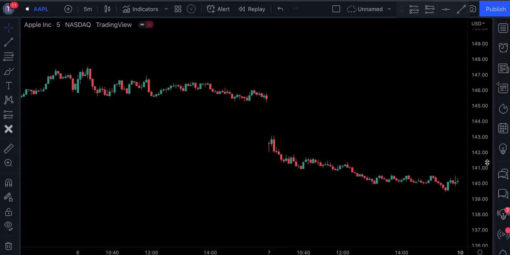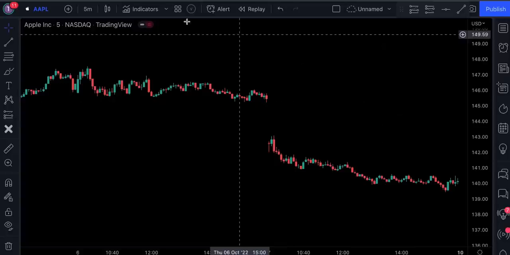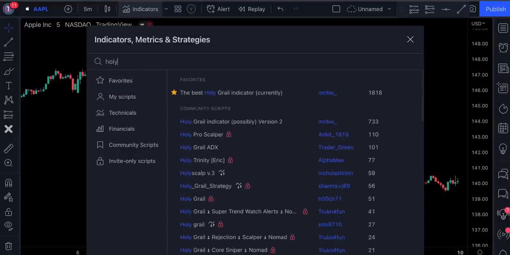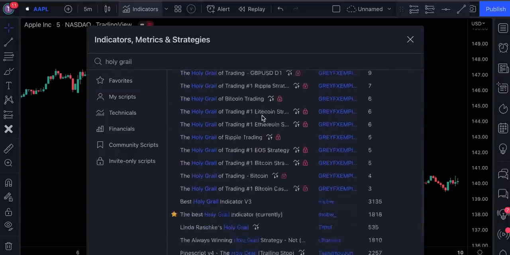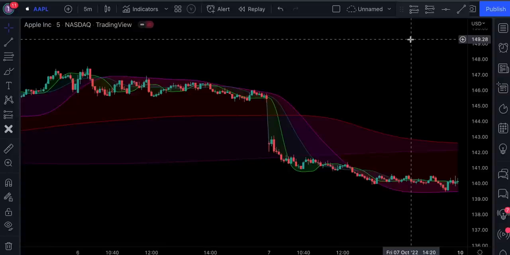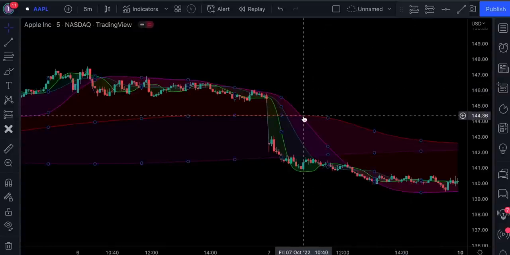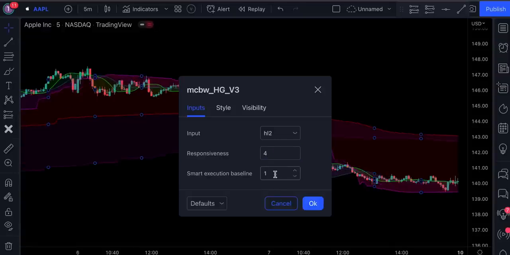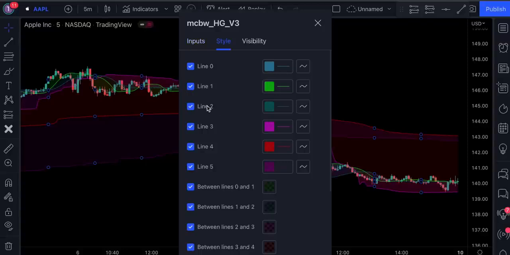and for this strategy we need to add 3 indicators to the chart. So first let's click on the Indicators tab and type in Holy Grail. And select the best Holy Grail indicator V3 by MCBW_. Now let's access its settings. And in the input section, let's change the input from HLC3 to HL2. Also, let's set the responsiveness to 4 and the smart execution baseline to 1. In the star section, let's uncheck some of the lines we don't need.